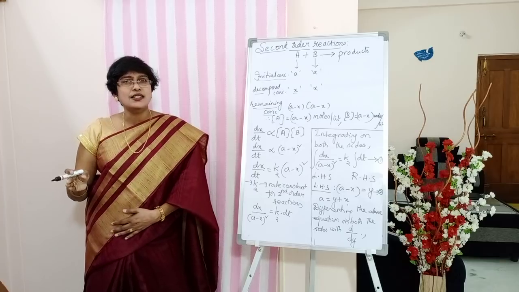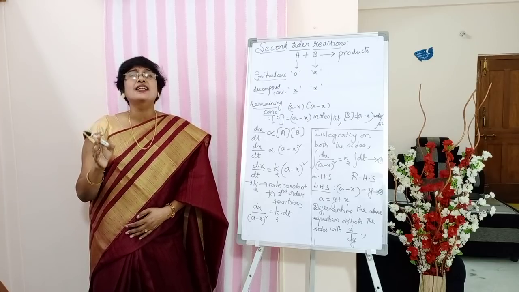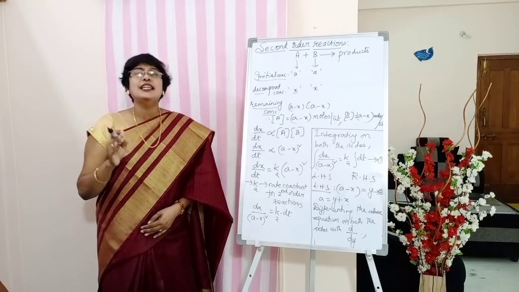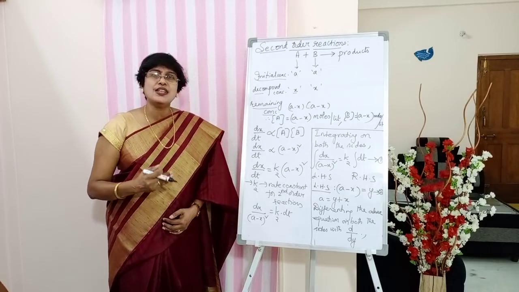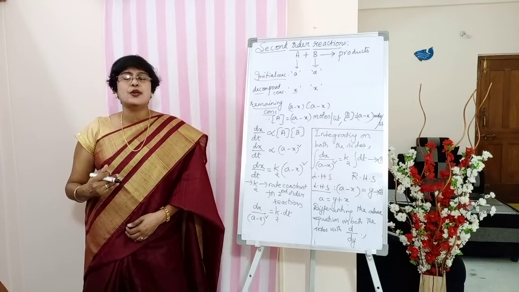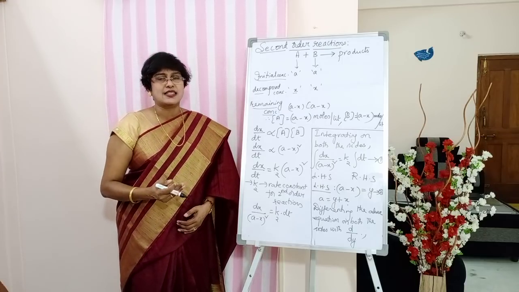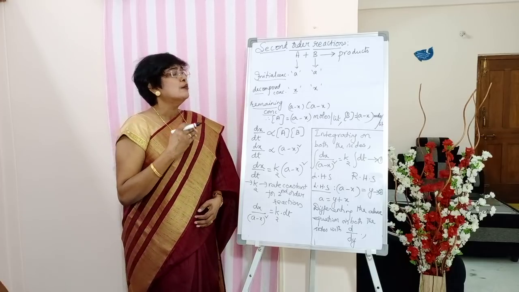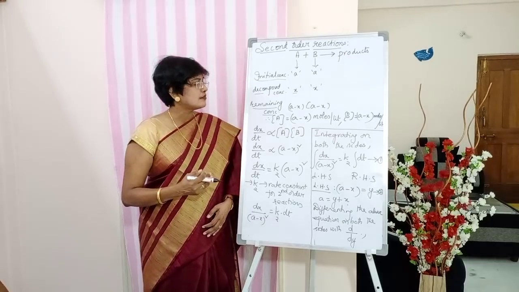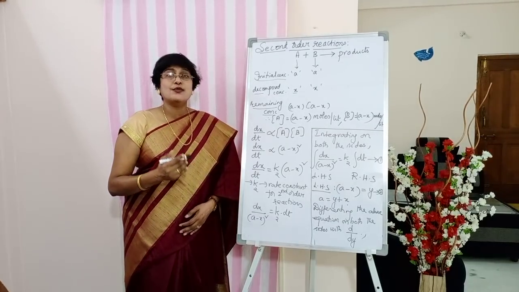Till here understood? Initial concentration how much? Small a moles per liter. Decomposed concentration small x moles per liter. Remaining concentration is initial minus decomposed, that is a minus x. So these values will be the same for both A and B. Next what did we do there?